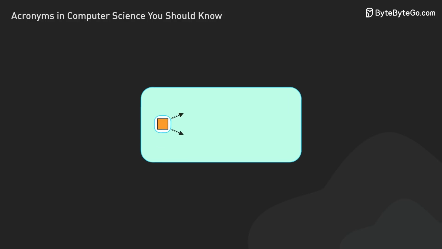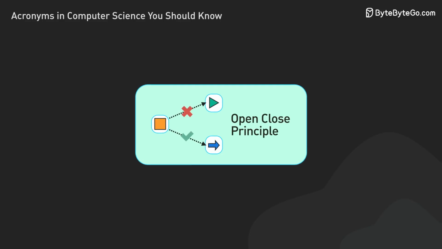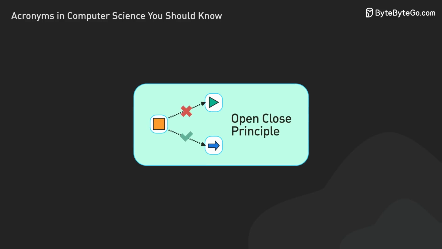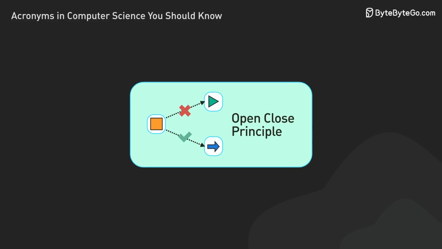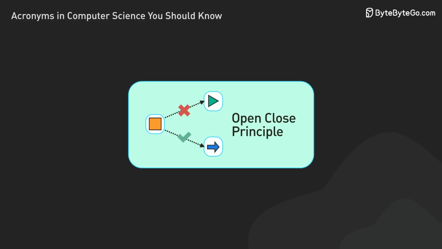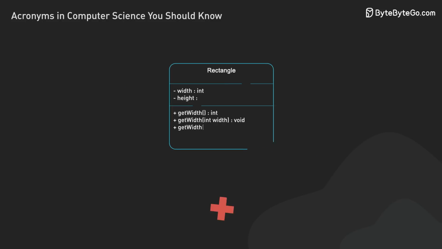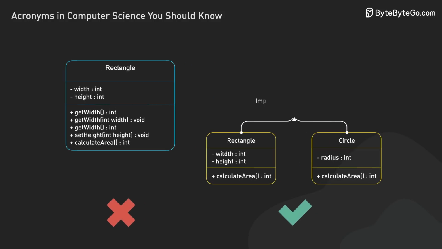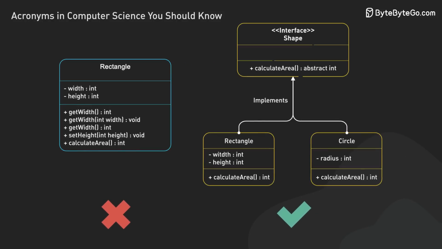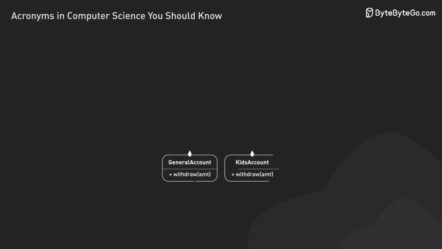Next is the open-closed principle. Classes, modules, and functions should be open for extension but closed for modification. We can extend a module's behavior without modifying its source code. It maintains code stability and reduces bugs. For instance, by using an interface for shapes, an area calculator can handle new shapes like circles and rectangles without modifying the core logic.